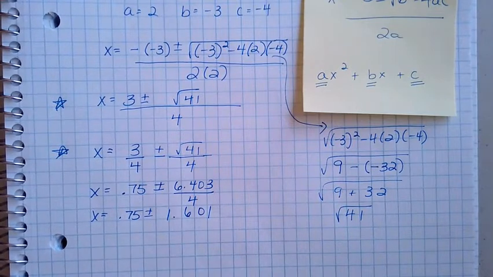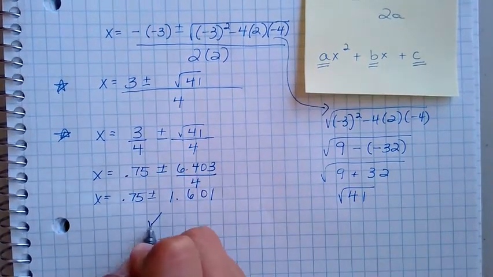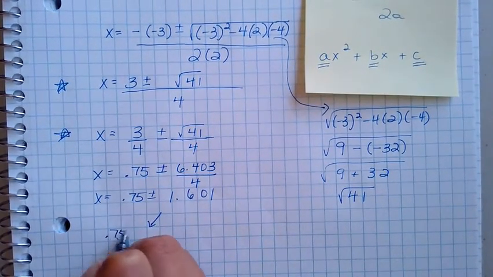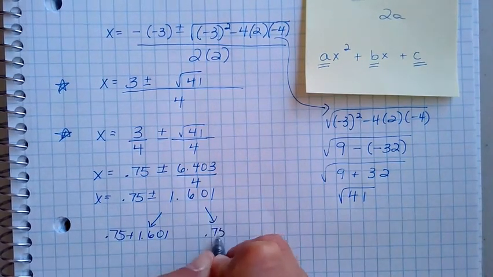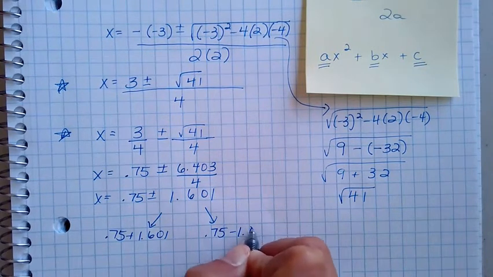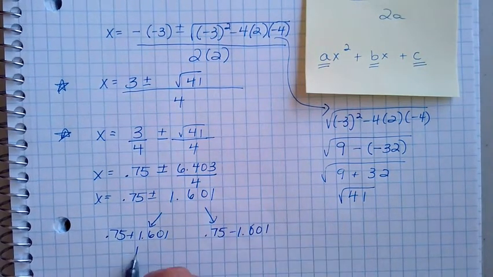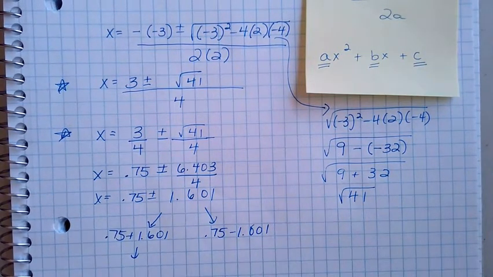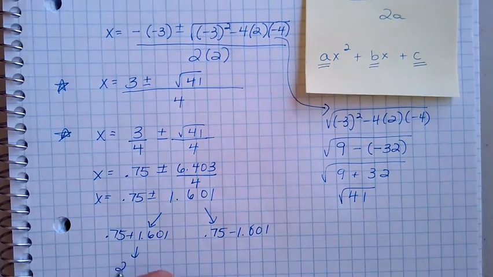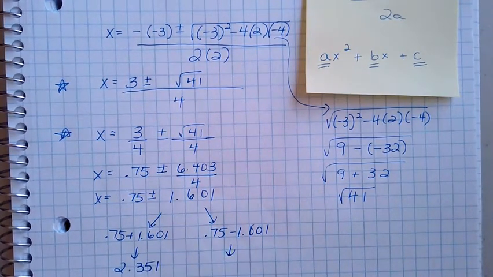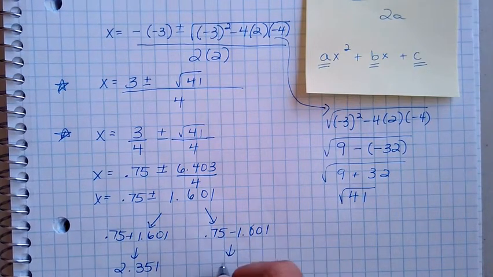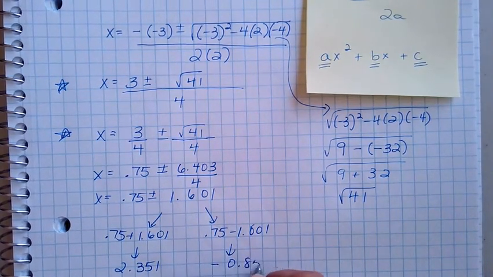And then I get 2 answers out of this, just like last time. 0.75 plus 1.601 and 0.75 minus 1.601. And when I do that, 0.75 plus 1.601, I get 2.351. And 0.75 minus 1.601 is -0.851.